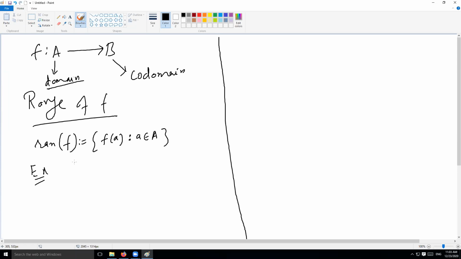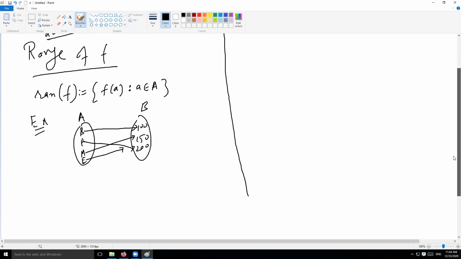So here are some examples. For example, if you have a picture like that, you have this set A and set B, in which you have books of biology, physics, math, economics, and you have some prices, 100, 150, 200, and so on. Say the biology book has a price 100, the physics book has a price 200, the math book has price 150, and economics also has a price 200. So what would be the range of this function?